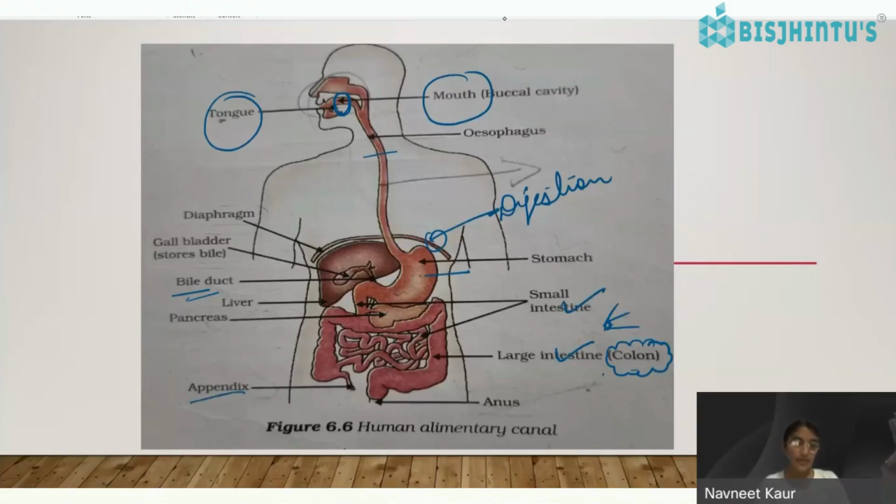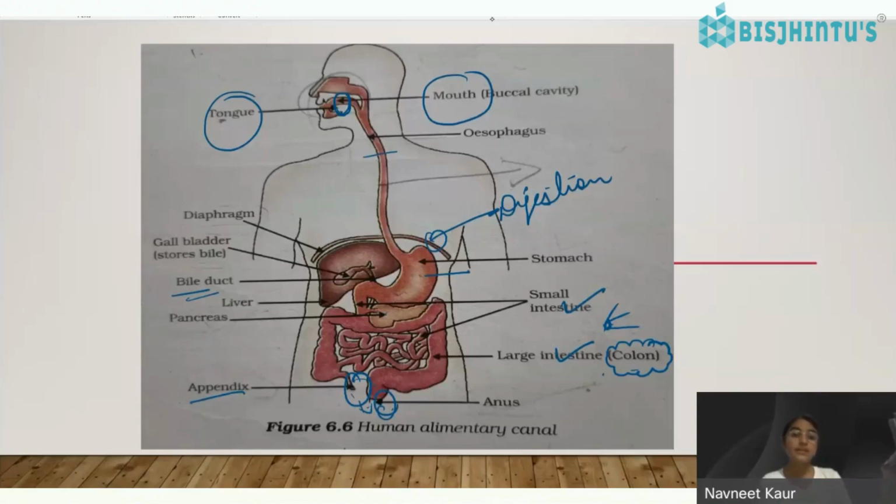So we have appendix. This is the last part we can see, and below the appendix is the anus, and there must be one more part called rectum. So from here excretion takes place.